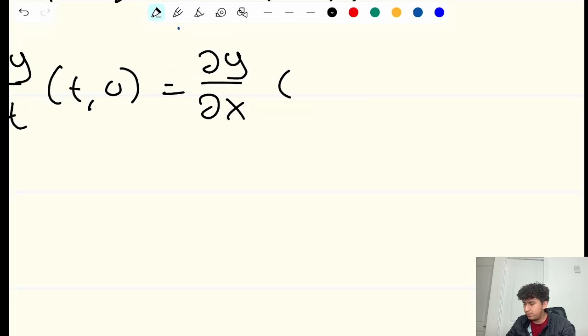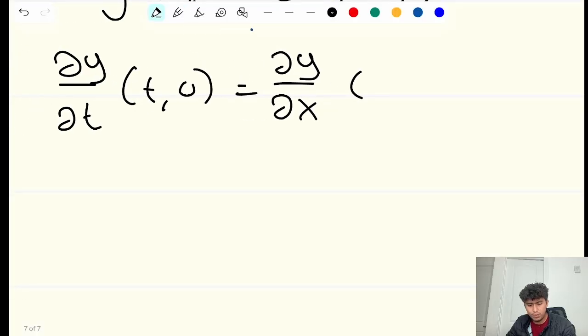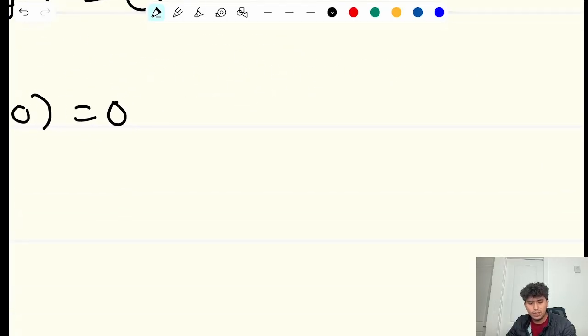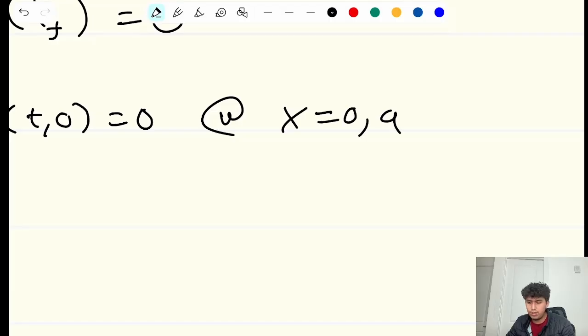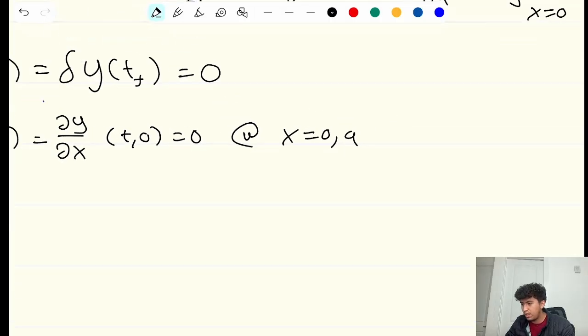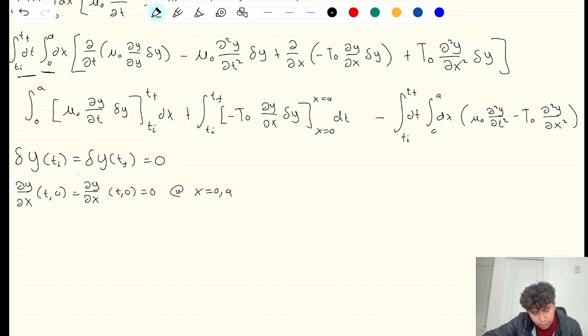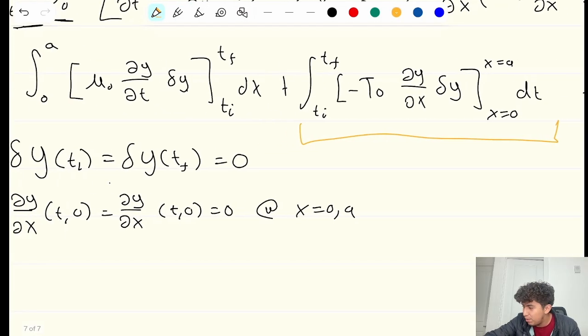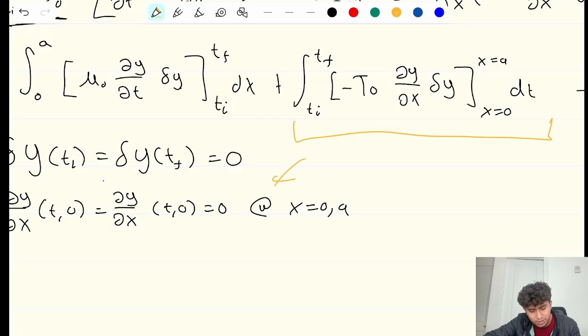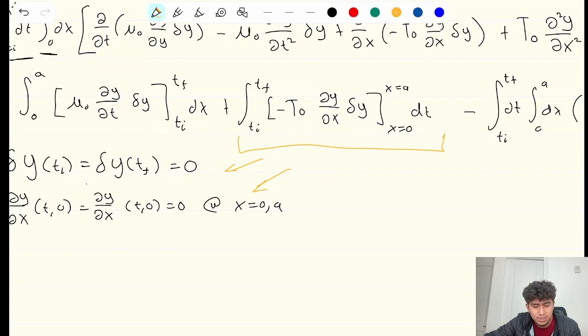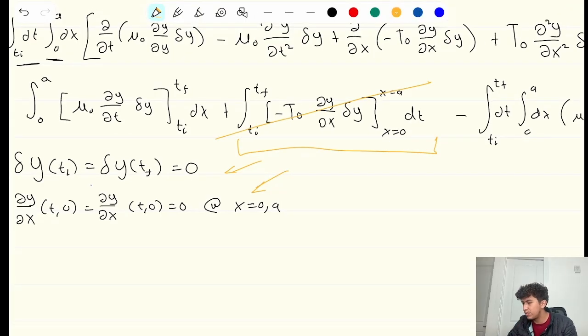Wait, one of my derivatives, this one is wrong. So the spatial derivative has to be equal to 0 at the endpoints, at x equals 0 or a. So this is gonna lead to the second term vanishing. Whether you choose this one or this one, the second term is gonna vanish, because either this vanishes or this vanishes. So cool, we get rid of the second term.